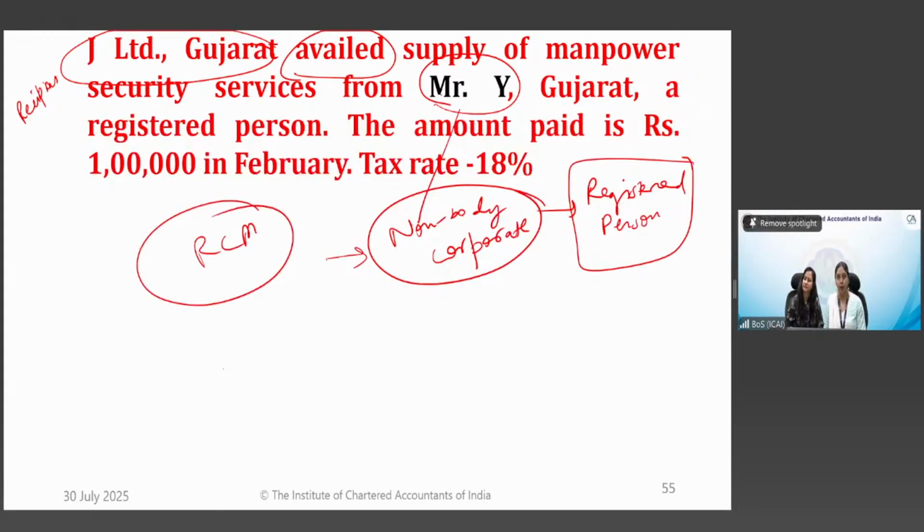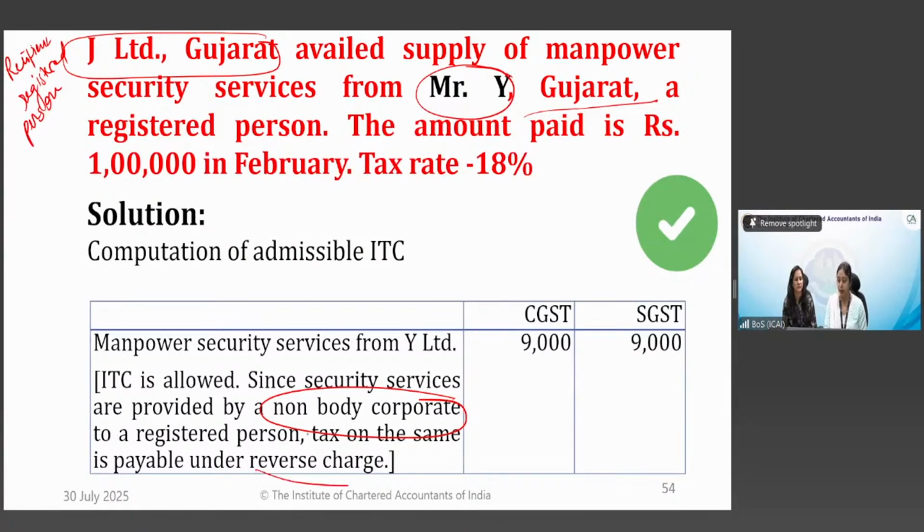One more important point in case of the security services is that the services should be by way of supply of manpower, or security personnel should be provided. That means it should not be a digital security system. It should be by way of providing the security personnel. You have actually deputed security personnel. That type of security services are covered under RCM. Provider should be a non-body corporate. A recipient can be a body corporate, partnership firm, individual, anybody, but should be registered. I already told you that the recipient is a registered person. So in this case, the correct treatment was that it would be taxable under reverse charge mechanism.